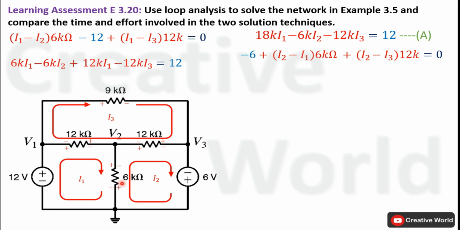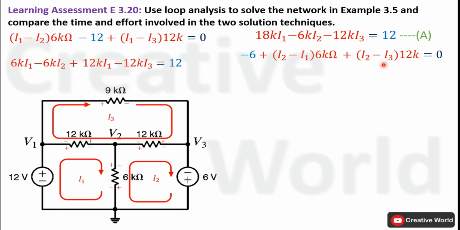So voltage across 6 kilo ohm resistance will be equal to I2 minus I1 multiplied by 6 kilo ohm. Next, current entering terminal is positive, so voltage across this 12 kilo ohm resistance will be taken with positive sign, and voltage across this resistance is the product of the difference of these two currents because these two currents are passing through it in opposite direction. Again we are considering voltage according to the polarity of I2, so I2 minus I3 will be equal to the resultant current of this 12 kilo ohm resistance, and voltage across it will be equal to I2 minus I3 multiplied by 12 kilo ohm. All of these are equal to 0.